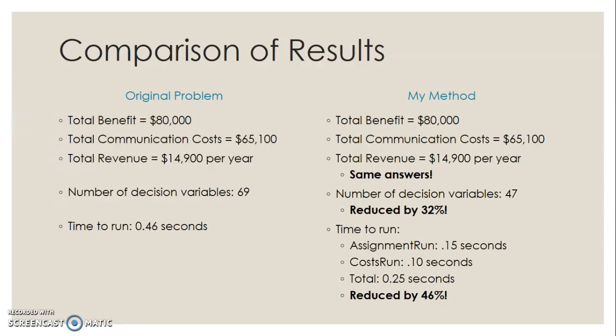And then I ran it several times, and the average run time for the original problem was 0.46 seconds, and with my method, the total average run time was 0.25 seconds. So that's a reduction of 46% in runtime. And so in a problem this small, you can't really tell the difference. You don't really notice, but if this problem were bigger and had a lot more going on, reducing the runtime by 46% could make a big difference.